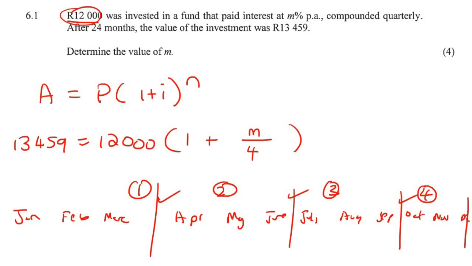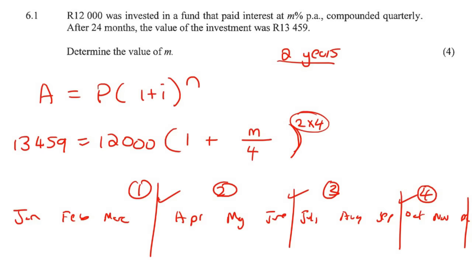Now, for this value over here, this is going to catch a lot of learners out. They said after 24 months. Now, 24 months is 2 years. So you could say here 2 times 4. You're actually not going to use 24 at all. They're trying to confuse you. So it's 2 years, and each year you are compounding 4 times. So how many times would you compound altogether? 8 times. Okay.